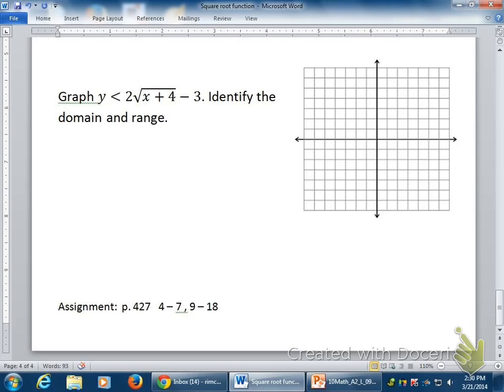All right, so we recognize that the square root of x is going to be, let's see, it's going to be down, how much? 3? What does the 4 do?